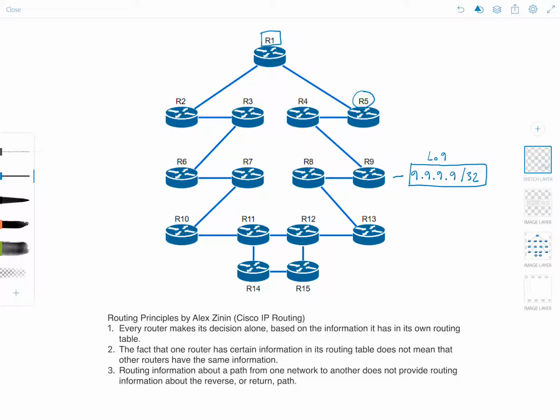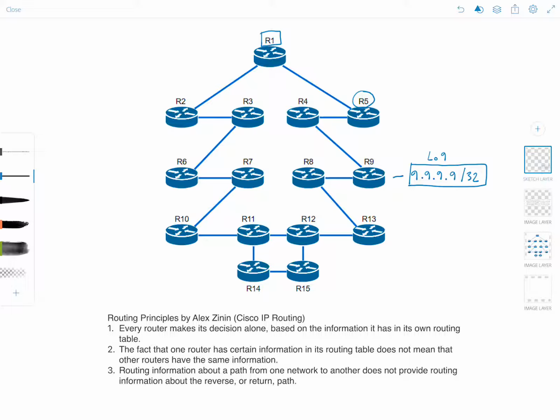So just because R1 knows about it doesn't mean that R5 does. So this is something important to keep in mind. Don't assume just because R1 learned about this network that R5 did. It is possible that R5 would not have this network installed in its routing table and therefore couldn't make a routing decision and it would have to drop the packet.